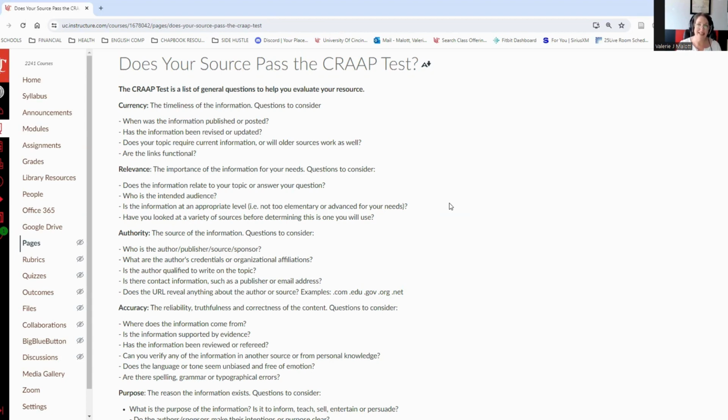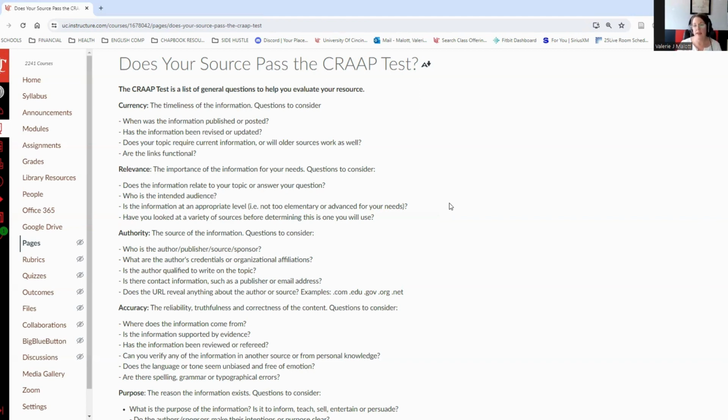Of course, again, it varies for your topic, but I would say chances are you want relevant information if it's intended for a more adult audience because that's who you are writing for. Is it at an appropriate level? It's not too elementary or it's not too advanced for your needs. And you also want to make sure you look at a variety of sources before figuring out which ones you want to use. Next, we go to authority.